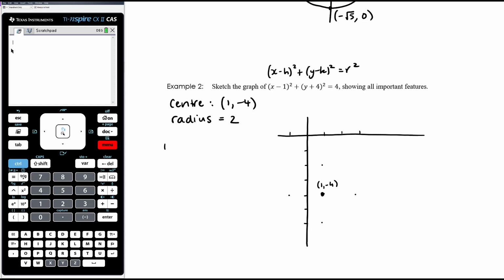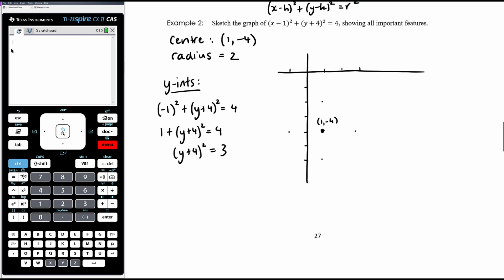So we're going to have y-intercepts. We can see that our graph doesn't cross the x-axis, so we don't need to worry about that. For y-intercepts, we let x equal 0, so we have (negative 1) squared plus (y plus 4) squared equals 4. So that's 1 plus (y plus 4) squared equals 4. Let's take away 1 from both sides. So (y plus 4) squared equals 3. I know some of you were itching to expand out that perfect square, but it's the last thing we want to do because we're just trying to get y on its own. We've already got 1y in the equation.